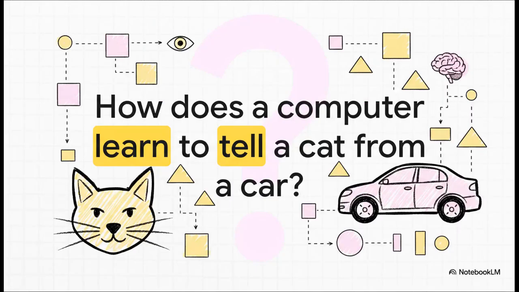So, it all boils down to a pretty simple question, right? How does a computer learn to look at a picture and tell you if it's a cat or a car? I mean, for us, it's instant. But for a machine, that's a huge challenge. How on earth does it figure out the difference?